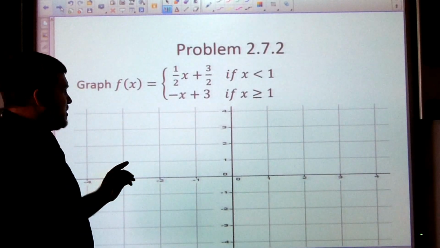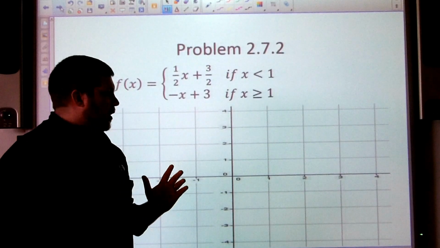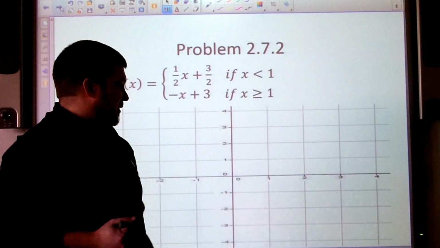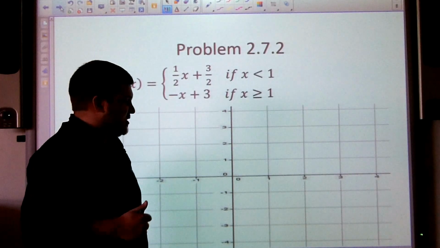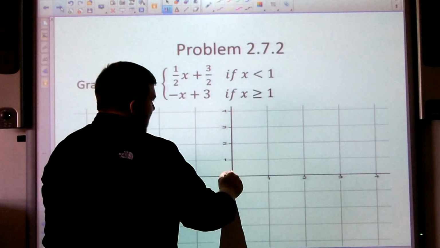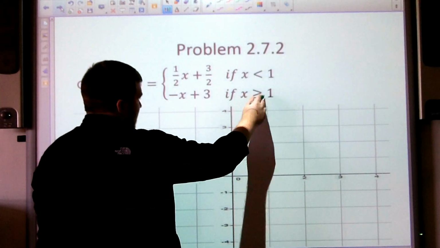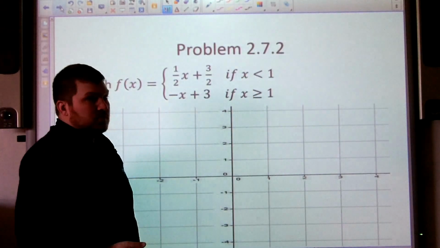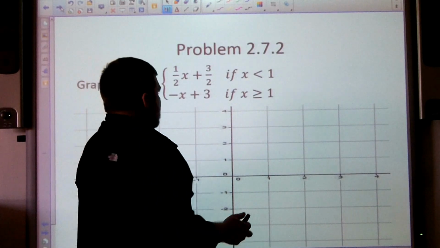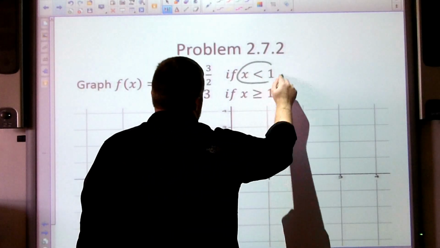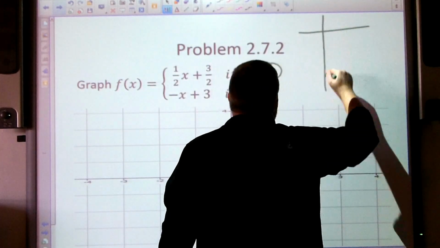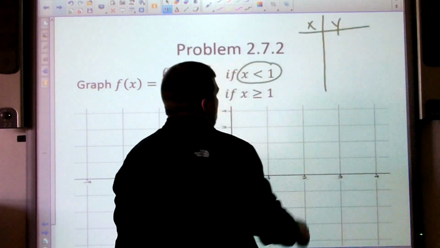So what I like to do is start with nice points. So, all right, I'm just going to plot a couple of nice points until I can get a picture of the graph. So the easiest, nicest point is 0, 0. So if x is 0, well, then I have to follow this rule, the one for less than 1. Okay? So let's make a table. I'm going to color code this one. This is going to be in green. So I'm going to make my table for green. So x, y.